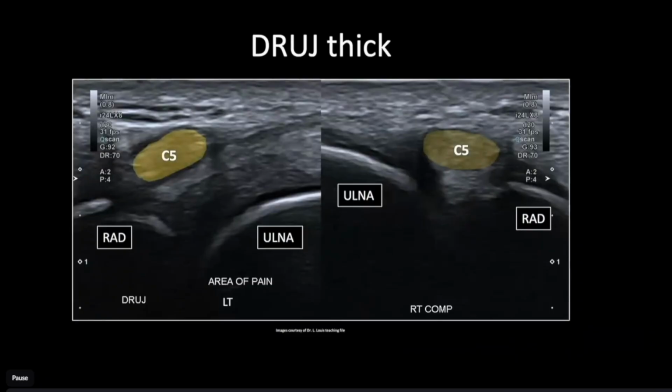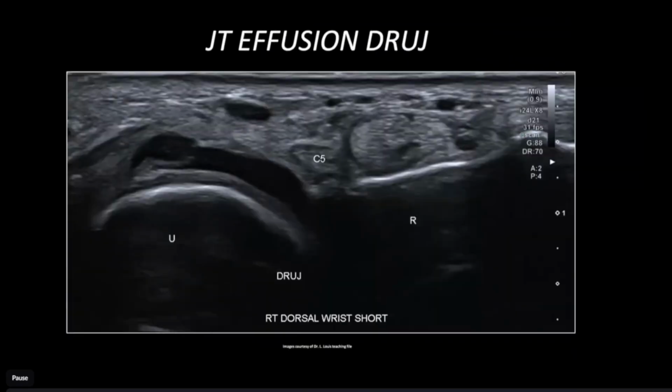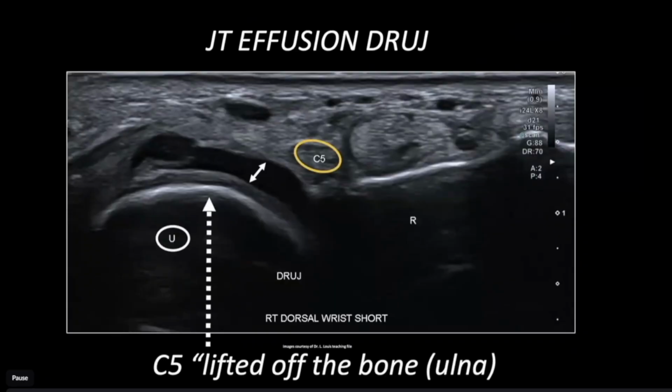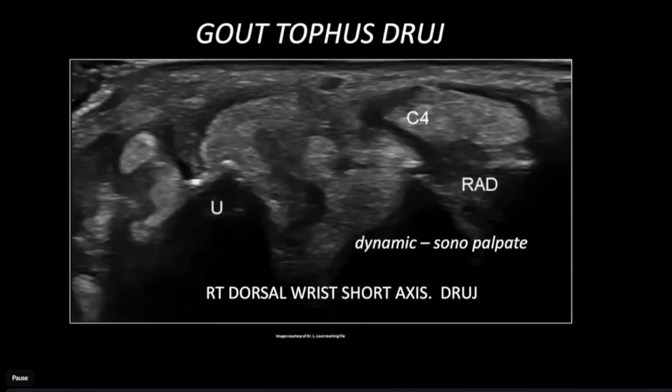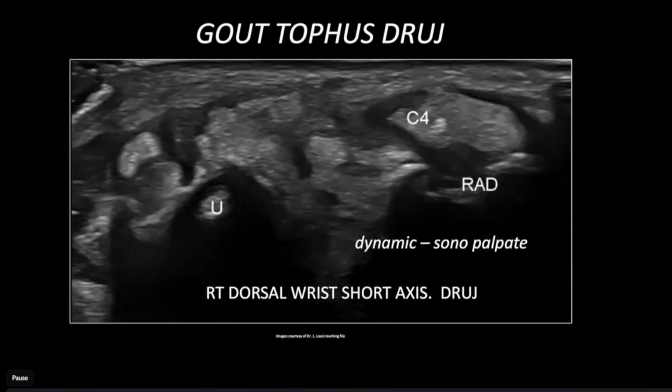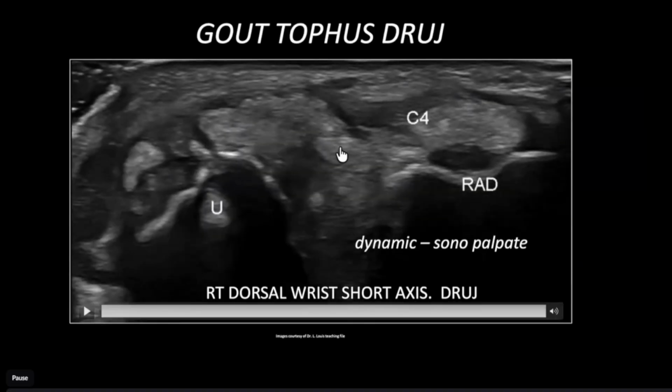Quick visual here, you can see clearly that compartment 5 is lifted off the ulna. You look to see why. It's thickened, it's solid, that's synovium. Also in this case, there's fluid in the distal radial ulnar joint, and again, you can see compartment 5 is lifted off the bone. This is gout. I couldn't even find the compartment 5 tendon. You just see these echogenic blocks of stuff with echogenic foci.